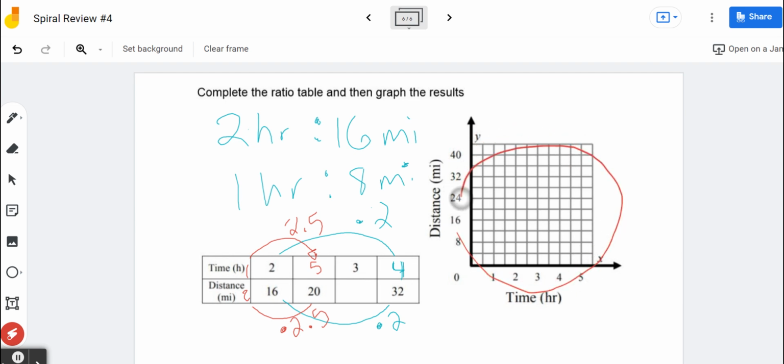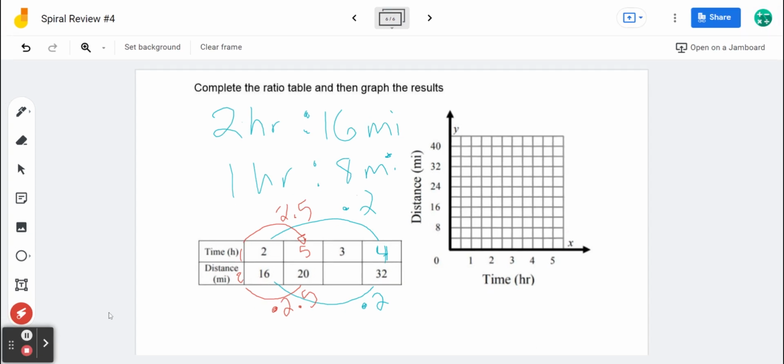Every other problem on the Spiral Review you should be pretty solid with. If you need anything, use Google, your notebook, whatever you have. All right, don't forget that Spiral Review is due tomorrow. We will be in school tomorrow, so I will collect it tomorrow.